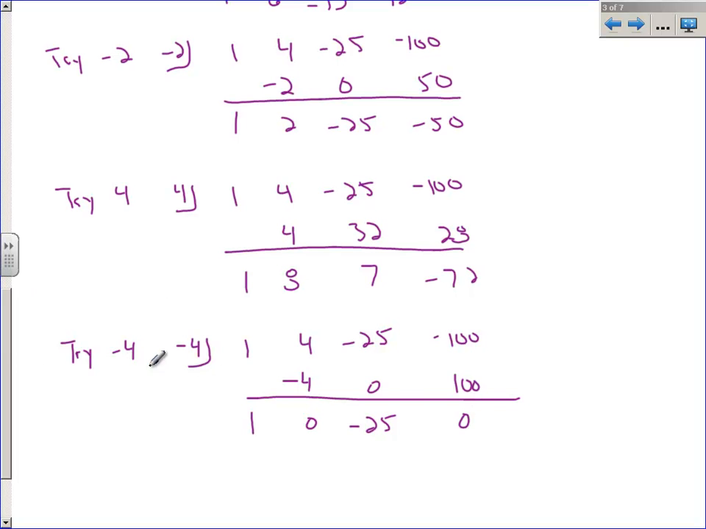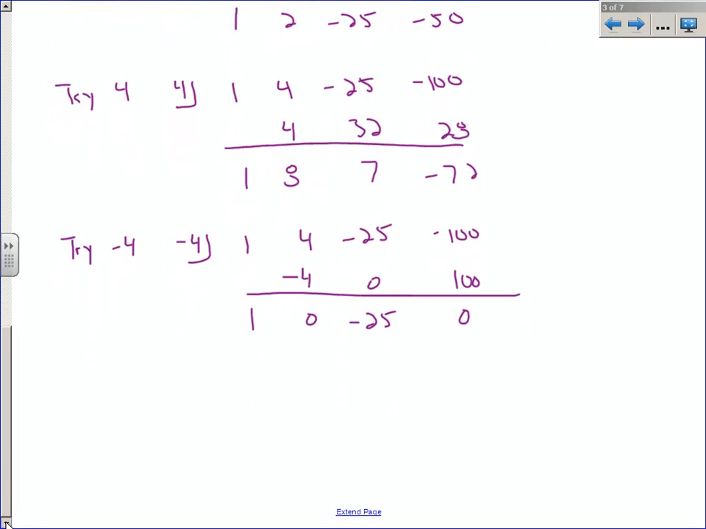We found a root because the remainder was 0, which means that we can now factor this down further. My x cubed plus 4x squared minus 25x minus 100 can finally be broken down into the following. Since negative 4 was a root, x plus 4 was a factor. And then what we have left over is x squared minus 25.